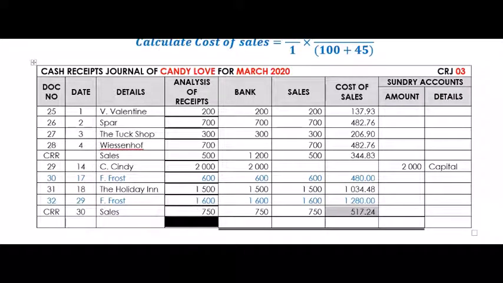Then right at the end, just remember to total your columns. The bank column total was 8,850 Rand. Sales was 6,850 Rand. Cost of sales was 4,966 Rand and 90 cents. And sundry accounts was 2,000.